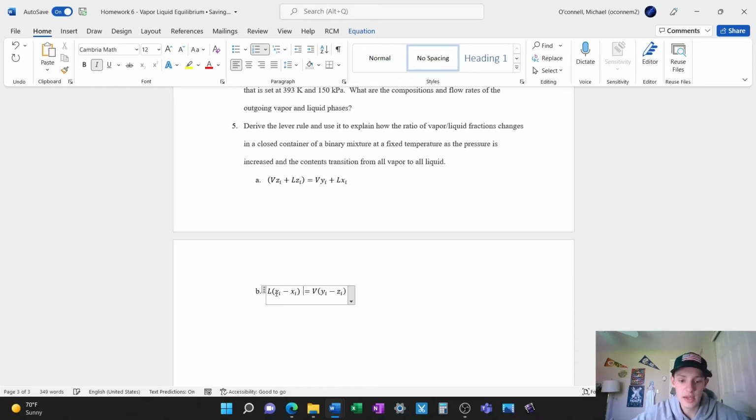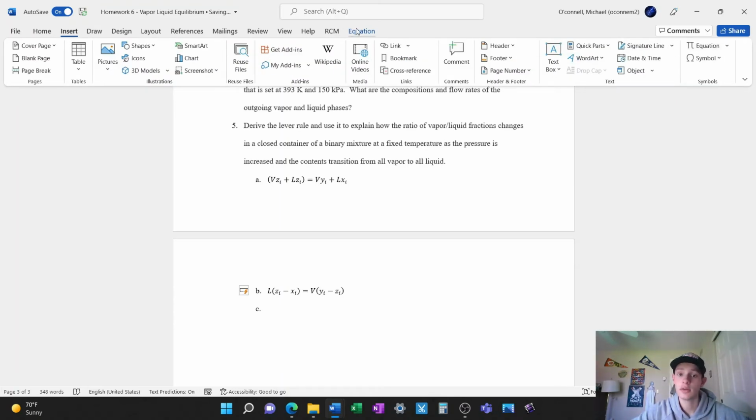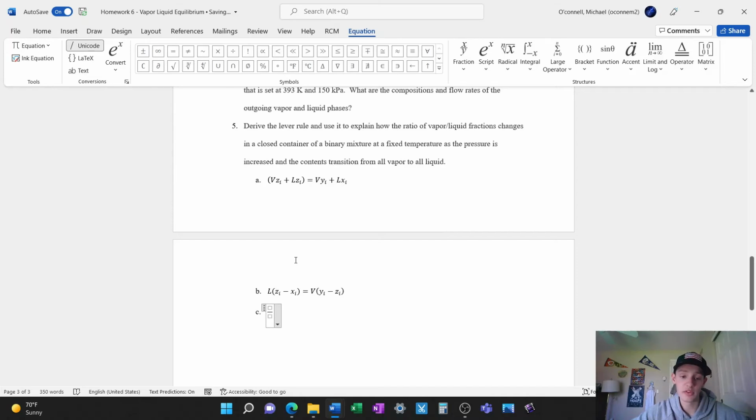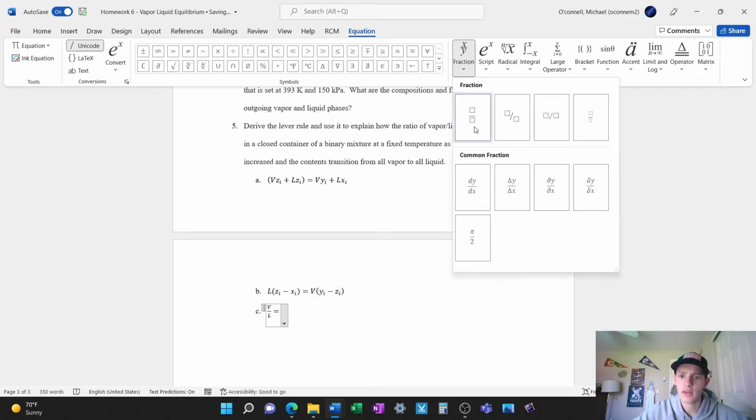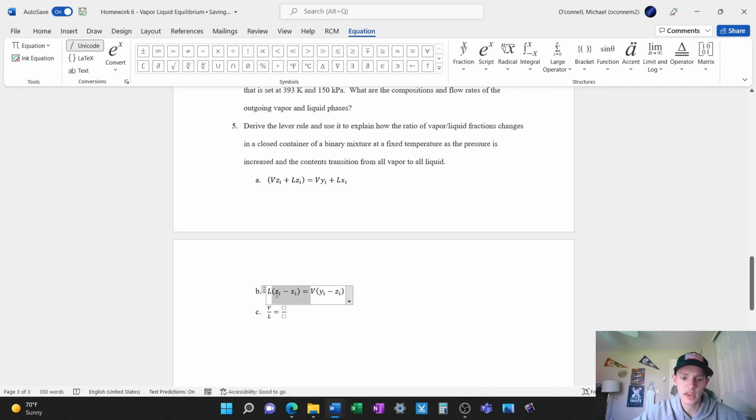Now, from here we can do some division to create a fraction that would represent the ratio of the material in the vapor phase over the material in the liquid phase. So V over L. I divided both sides by L, and then I can divide both sides by this term, the mole fraction in the vapor phase subtracted from the mole fraction in the feed. So let's see what that looks like, because this is what we're talking about when we talk about the lever rule.